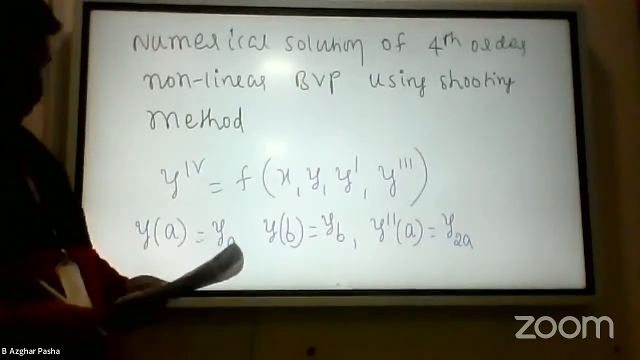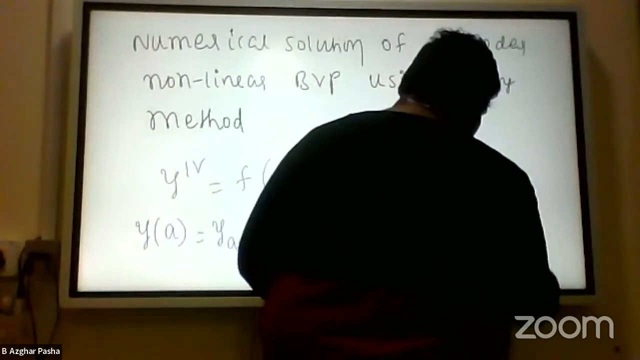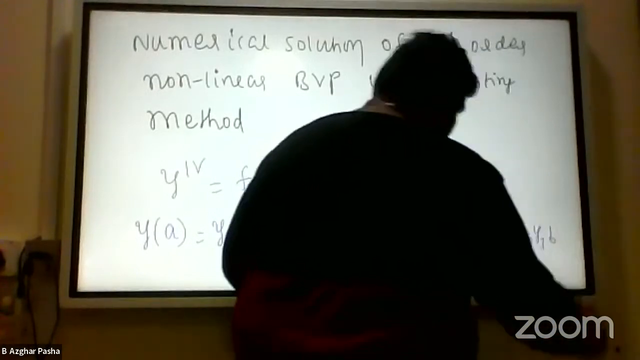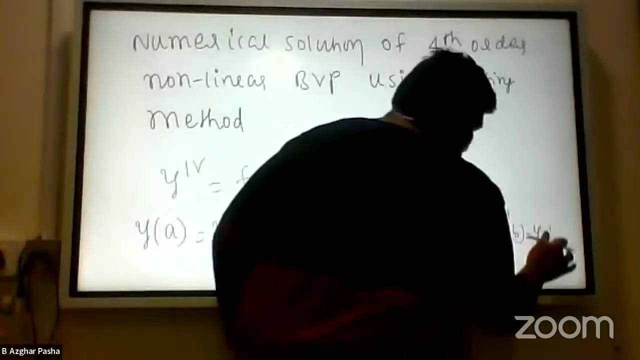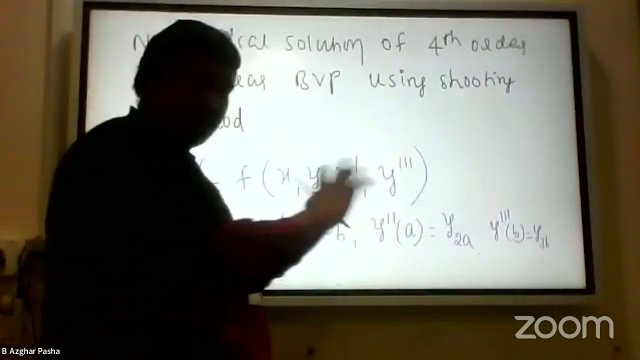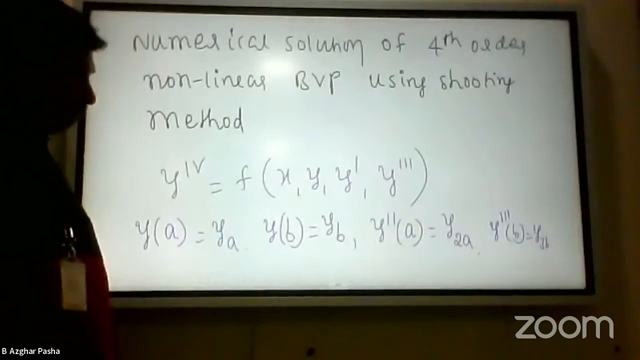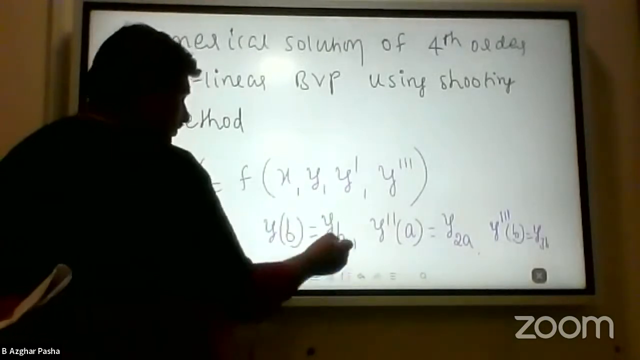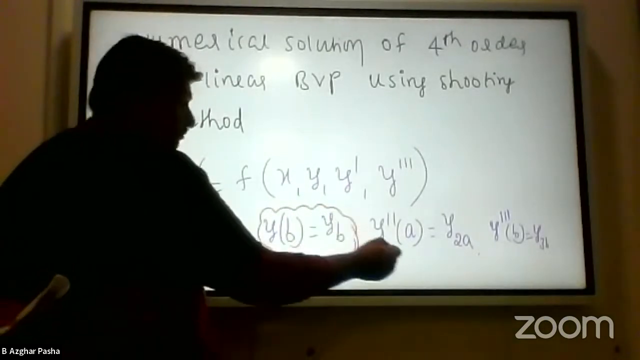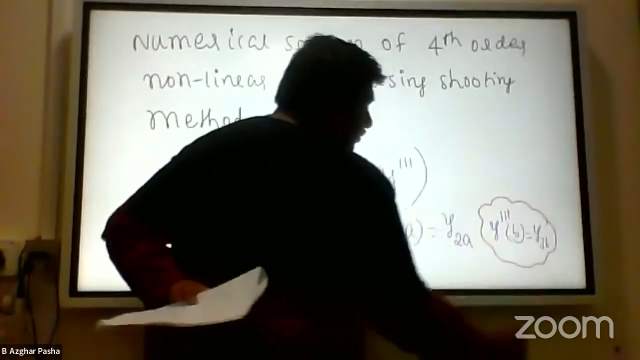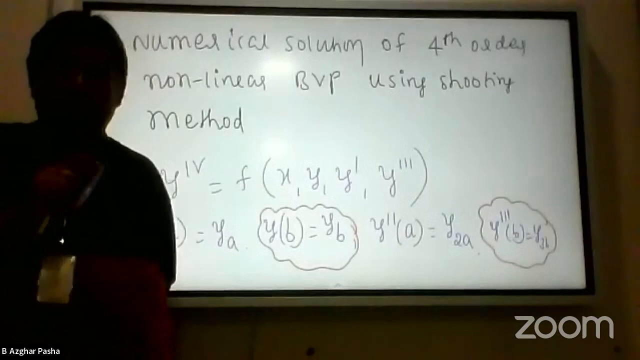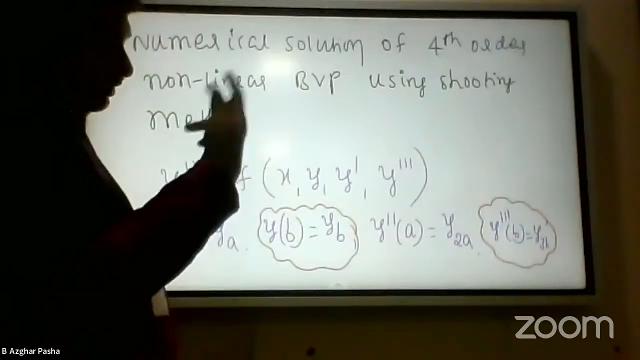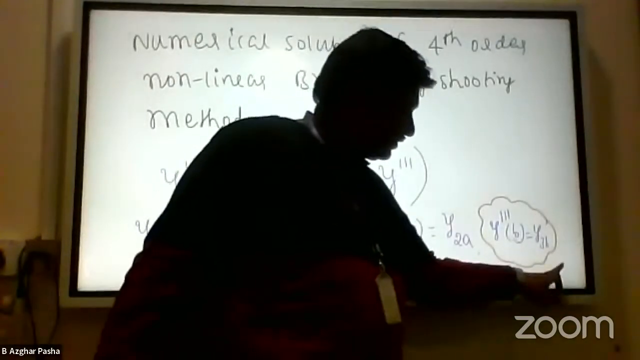And fourth order, so one more condition is required. Y third order derivative of b is given, y3b, some number, 1, 2, 3, whatever it be. I'm calling it as y3b. So out of these four conditions, I have an issue with conditions specified at b. So there are two unknowns now. I have to guess these two values: y dash and y third derivative at a.